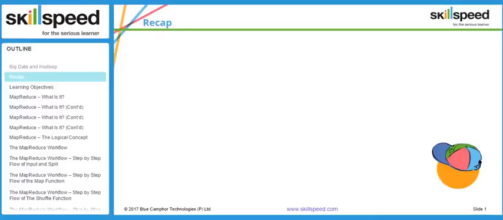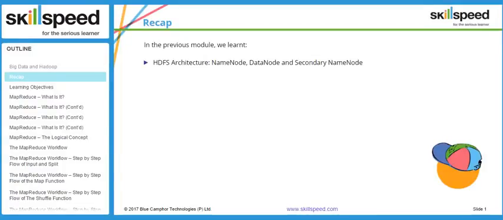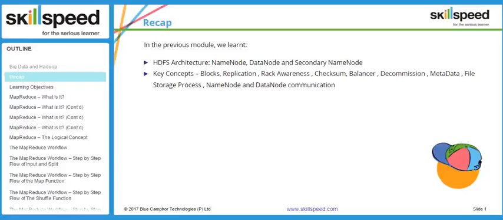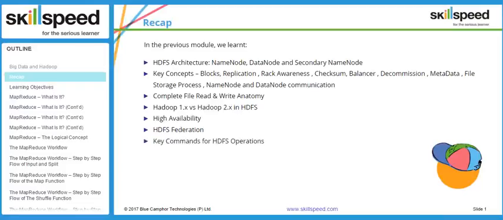So in the previous module, we learned the entire HDFS architecture, such as what exactly is a name node, a data node, and a secondary name node, and what are the functions of these particular daemons, and key concepts of the Hadoop distributed file system in depth, such as rack awareness, balancer, file storage process, read and write anatomy, difference between Hadoop version 1 and Hadoop version 2 in terms of HDFS, high availability, federation, and some of the key commands.